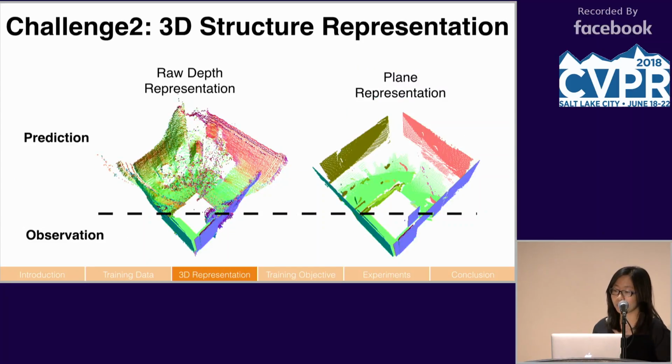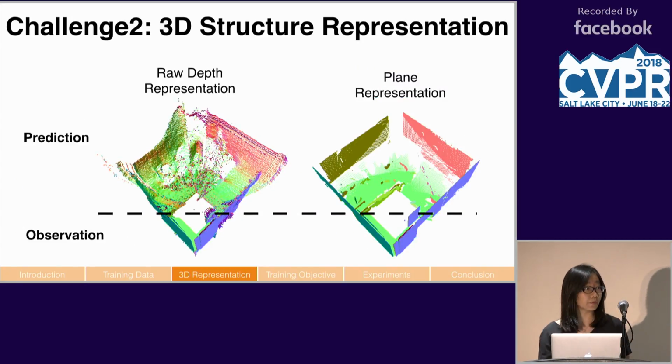And here is a comparison of using different surface encodings. From the comparison, we can see that by using the plane surface encoding, our network is able to produce much higher quality 3D geometry.